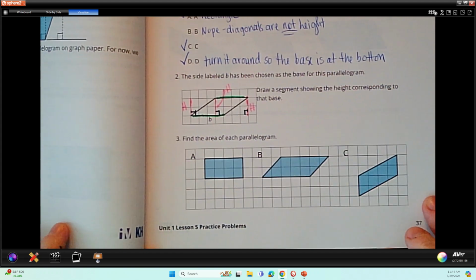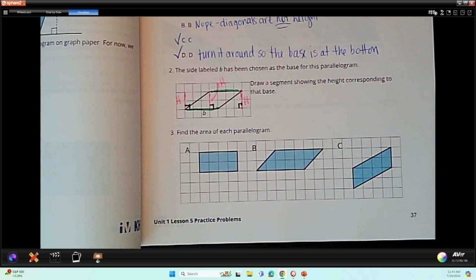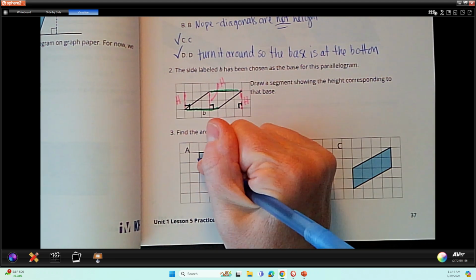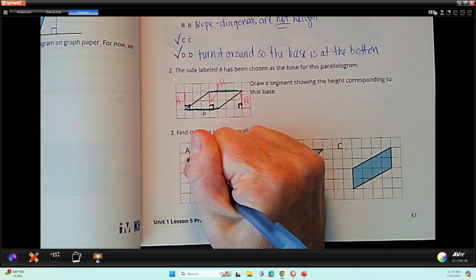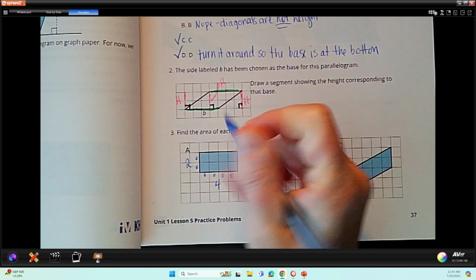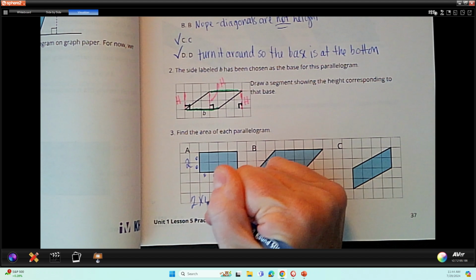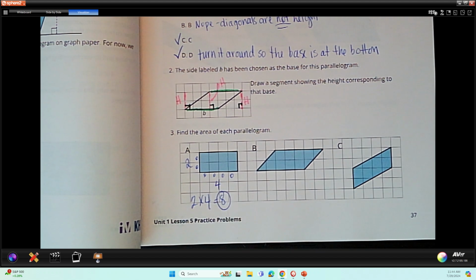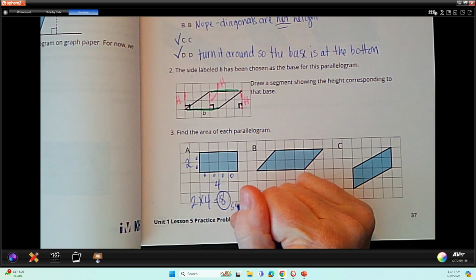All right, let's see if we can find the area of each parallelogram. A is a parallelogram, but it's a rectangle, a special form of parallelogram. And for this one, I can see the height is 2, and I can see the base is 1, 2, 3, 4, and 2 times 4 is 8. That's an easy one. 8 square units. Okay.